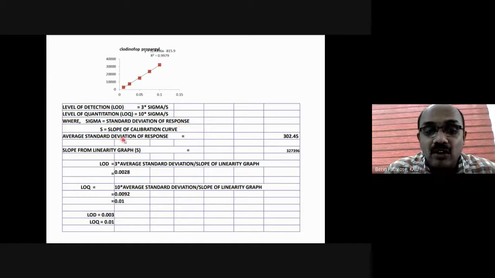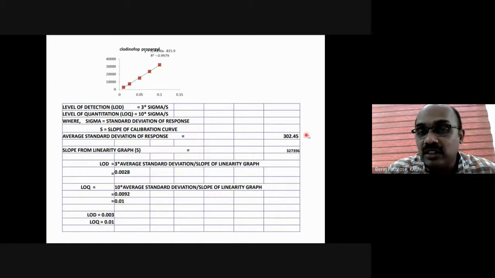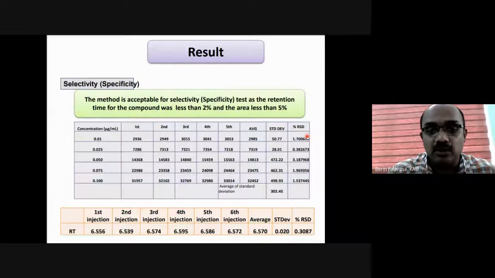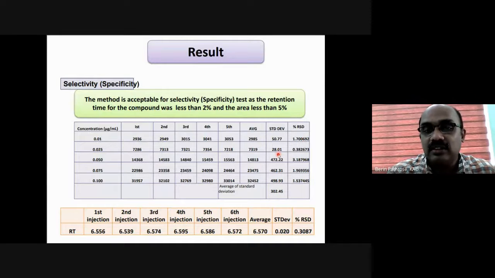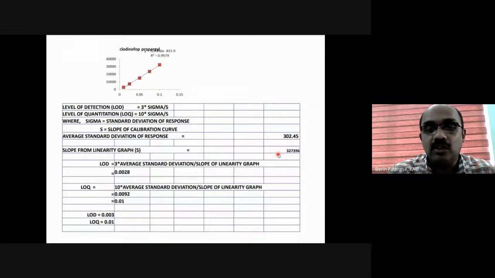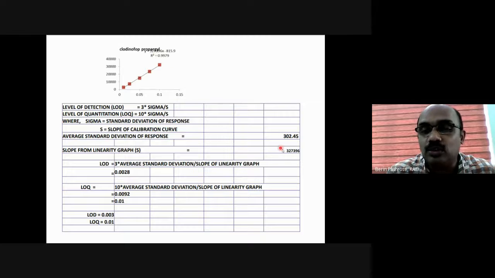So we got the average standard deviation of the response. That I will show you. We have got it over here. See, average of standard deviation. The average of this standard deviation which we have got, that is given. We know the slope. Slope is given over here. Y is equal to bx, b is the slope. So 3 to 7396.